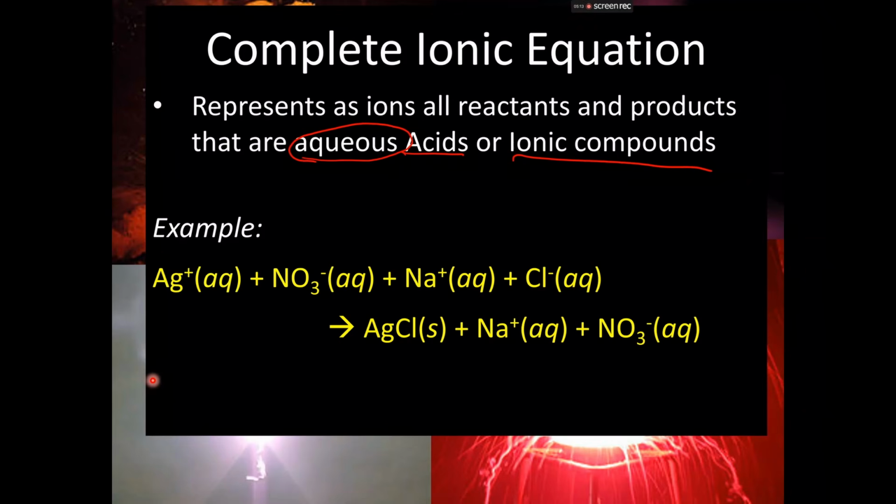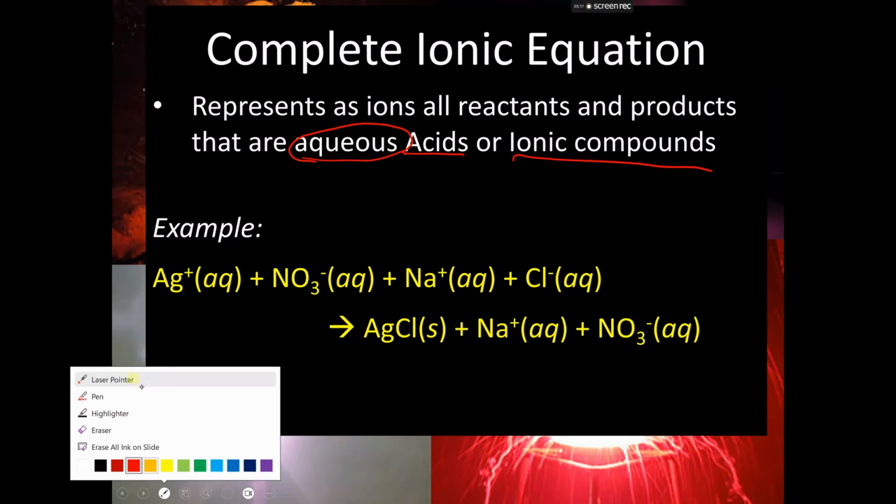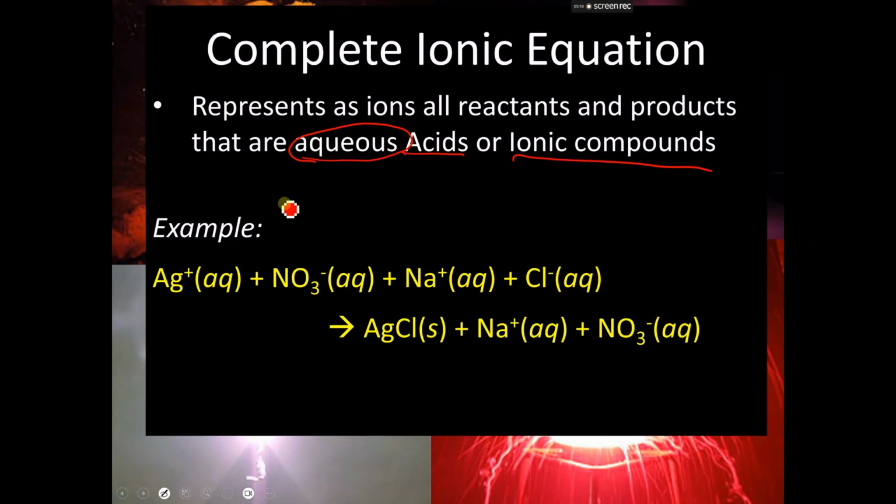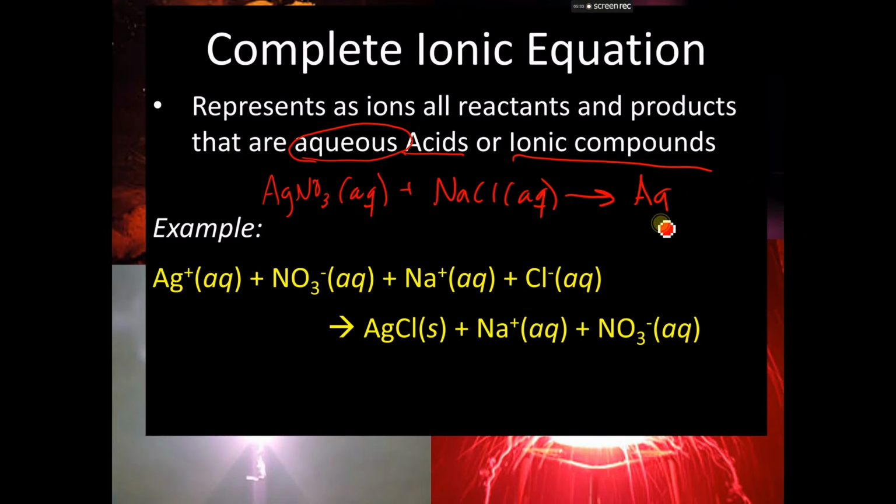So, for example, earlier we saw that reaction, and let me write it on here. Silver nitrate, AgNO3, aqueous, reacts with sodium chloride, NaCl, aqueous, to make silver chloride, AgCl, solid, plus sodium nitrate, NaNO3, aqueous.